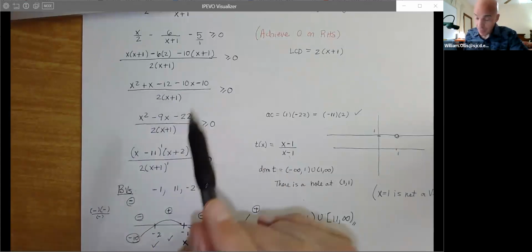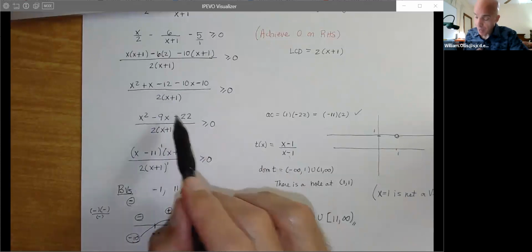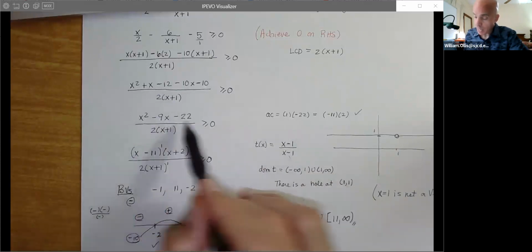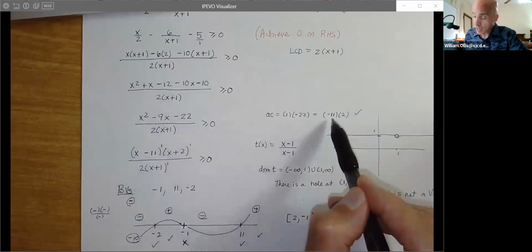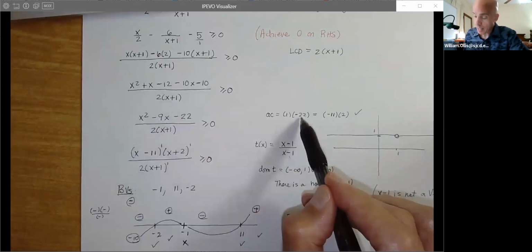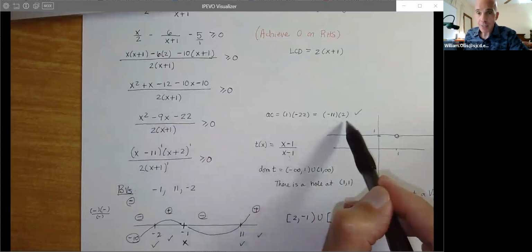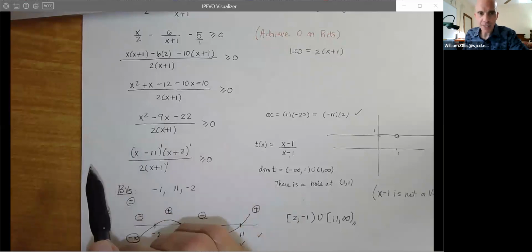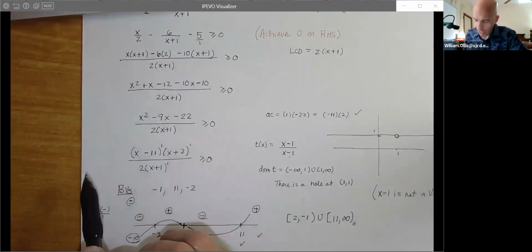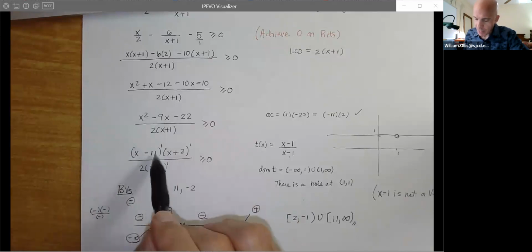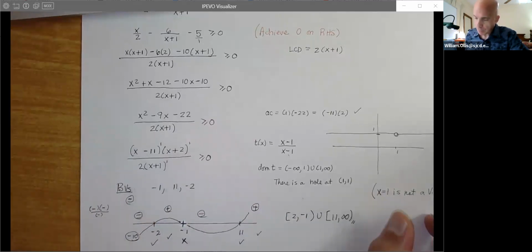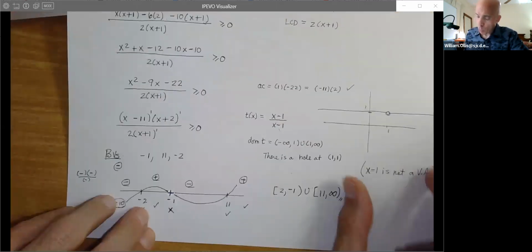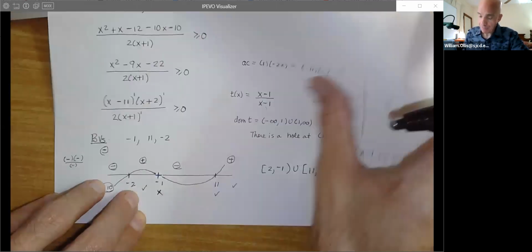Now, again, this is a very simple situation. With the AC method here, you notice we have the 1 times the negative 22. And again, ignore the 1 and just write the negative 22 as negative 11 times 2. And of course, if this is the Z and this is the W, their sum is negative 9. So that's a good, simple one. We really do like the ones that have the leading coefficient of 1. They make our lives so easy. And so we get x minus 11 times x plus 2. And then we're ready for the BV technique, so to speak.